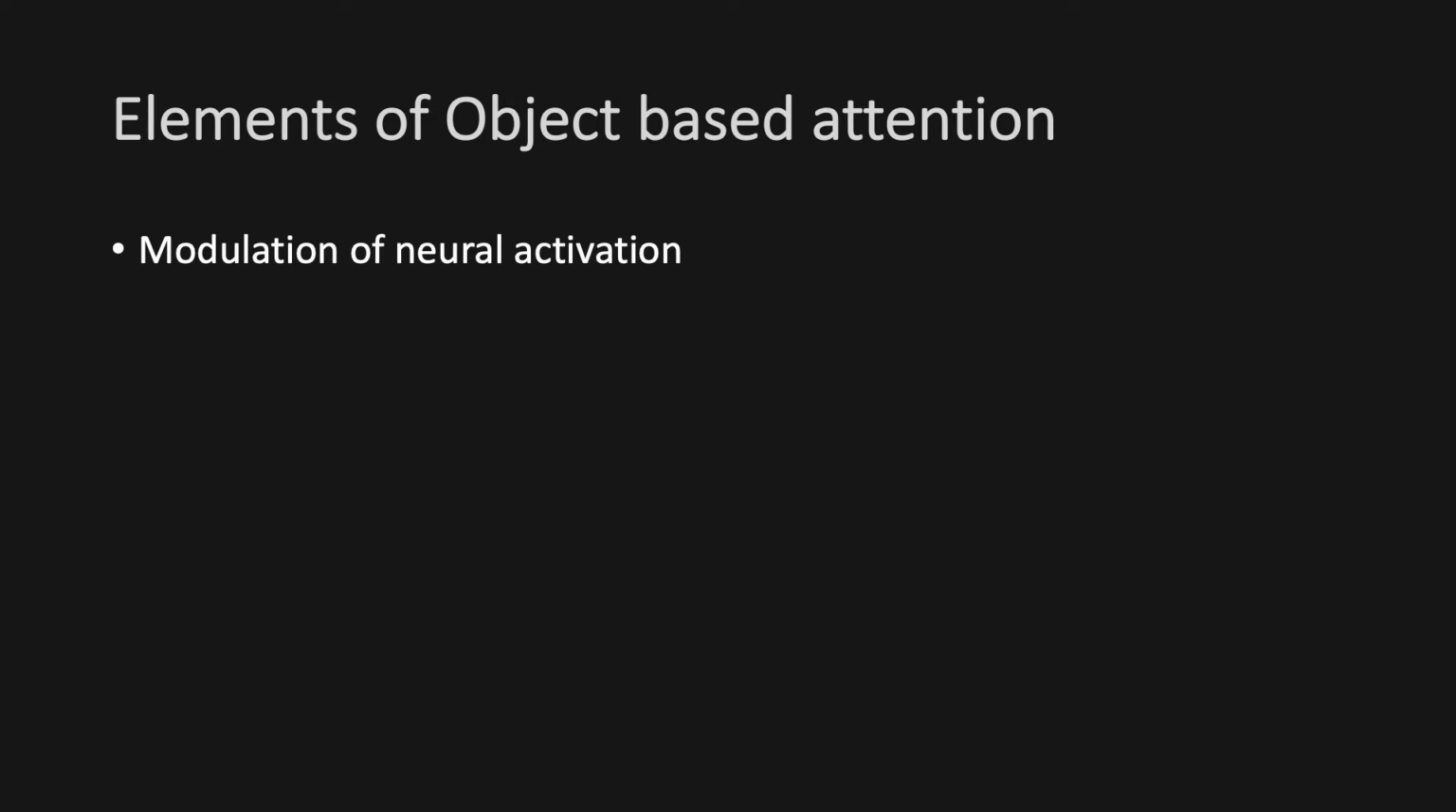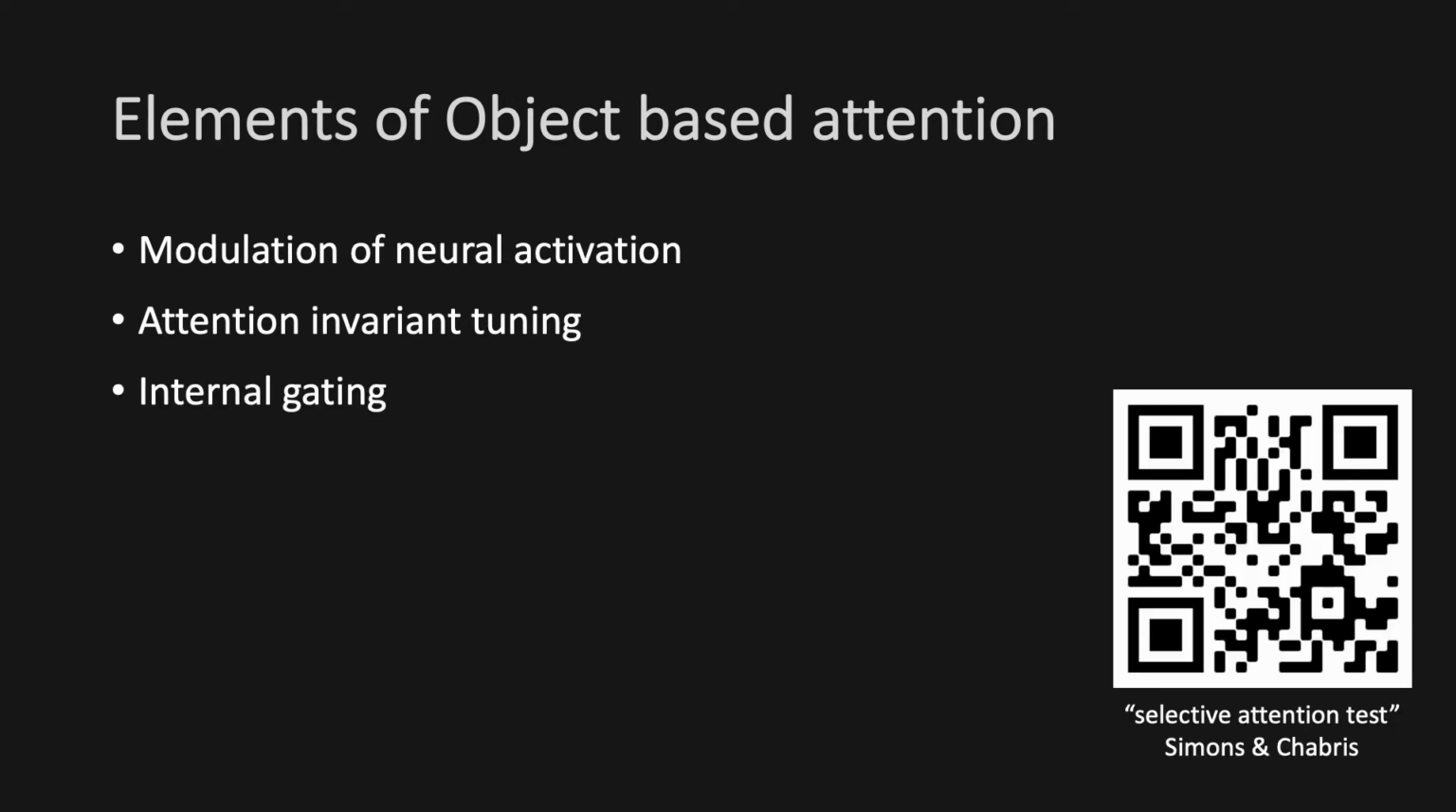We know attention changes the activities of the neurons, so it modulates the activity, but it does not change their basic characteristic tuning, but rather the activity amplitude. One of the ways that it is assumed the brain achieves object-based attention is internal gating or masking of the objects which the brain is not attending to. And I would strongly recommend watching the video selective attention test by Simons and his colleagues.